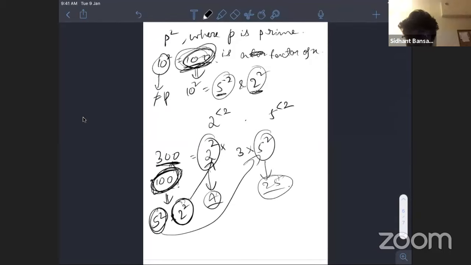Yes, if k squared is a factor of n where k is not prime, then x squared will also be a factor of n where x is a prime factor of k. I just took the example as 100.